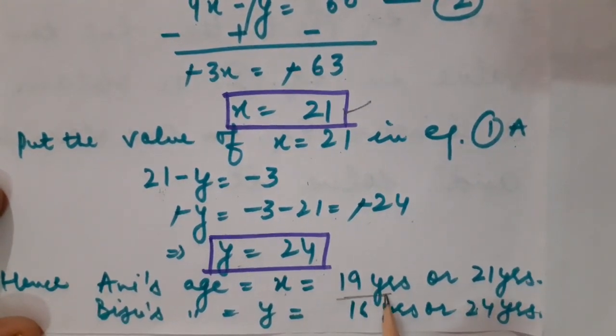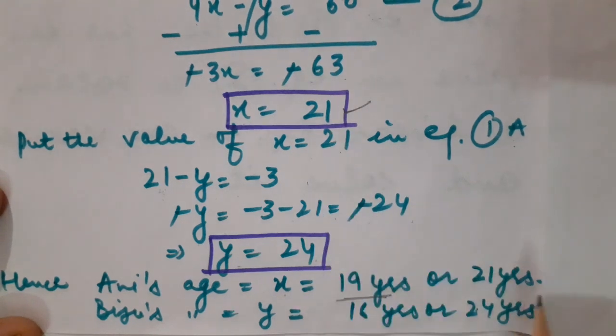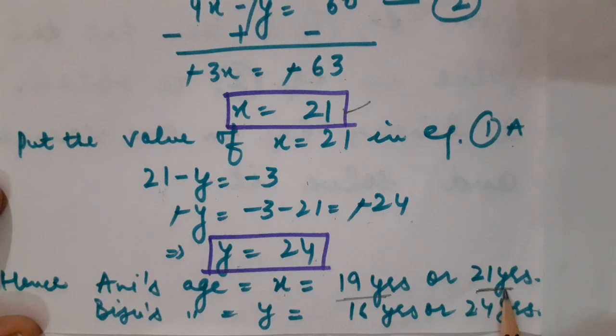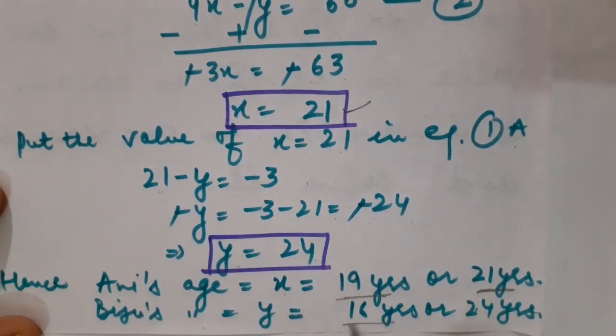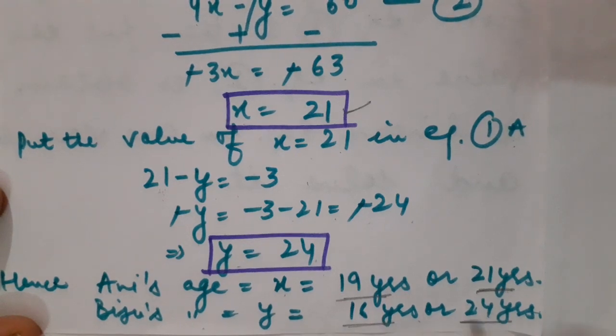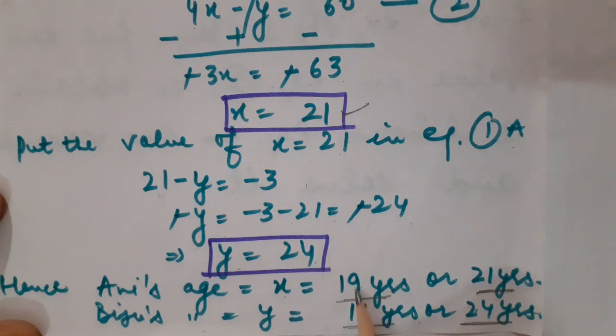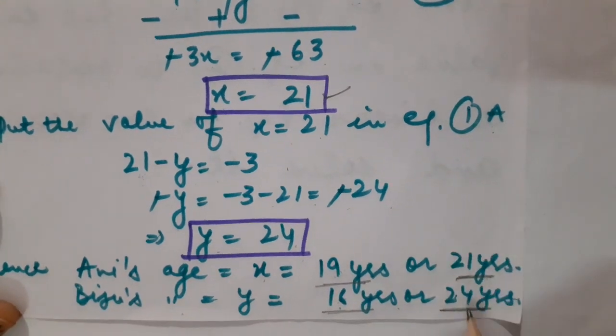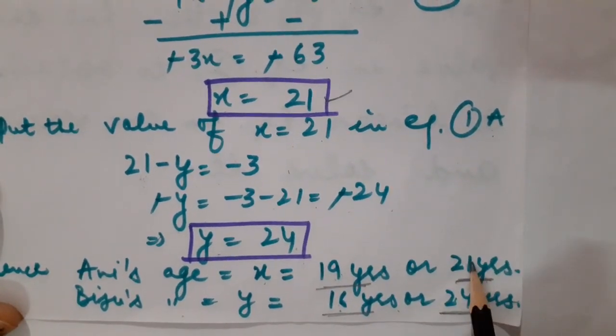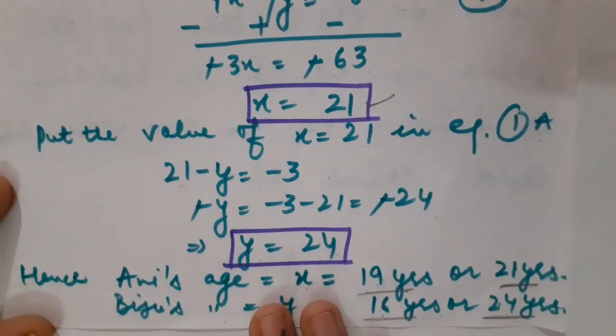That was 19 years, but in case 2 his age is 21 years. And in case 1 only, in case 2 it was 21 years. Now Biju's age: in case 1 it was 16 years, and in case 2 it was 24 years. Let us verify. The difference between their ages is 3 years. But here Annie is elder than Biju by 3 years. Correct? Here Biju is elder than Annie by 3 years. So definitely Biju's age will be 3 years more than Annie's age.